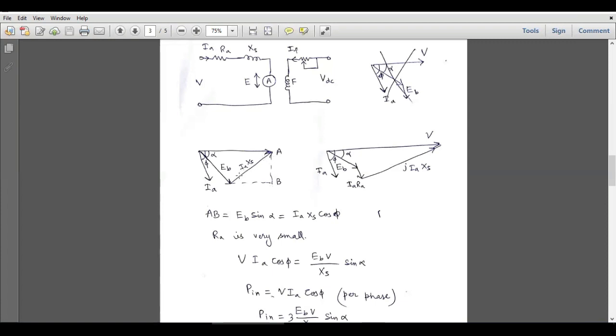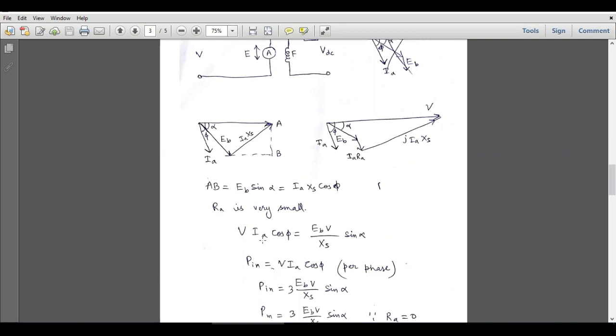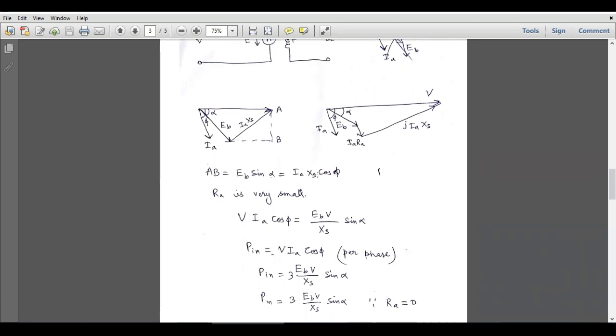So now we have to calculate two components of this IAXS vector, assuming that phi is the angle between IAXS and AB. So this vector will be IAXS sin phi, and this vector will be IAXS cos phi. So AB will be equal to EB sin alpha, and it will also be equal to IAXS cos phi, because the component in front of the angle is always the vertical component, and the component with the angle is always called the horizontal component. So this component will be IAXS cos phi. RA is very small and we have ignored it. So EB sin alpha is equal to IAXS cos phi.